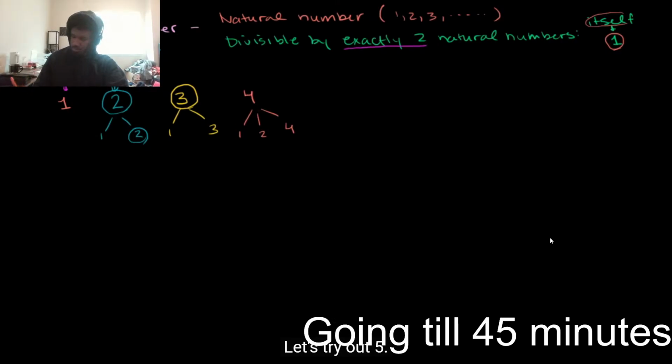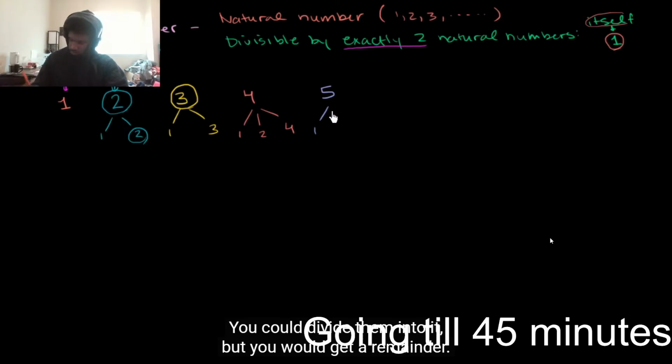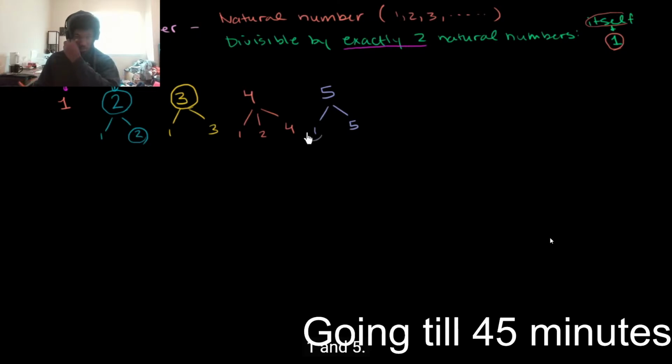Let's try out 5. So 5 is definitely divisible by 1. It's not divisible by 2. It's not divisible by 3. It's not divisible by 4. You could divide 4 into it, but you would get a remainder. But it is exactly divisible by 5, obviously. So once again, it's divisible by exactly 2 natural numbers, 1 and 5. So once again, 5 is prime.